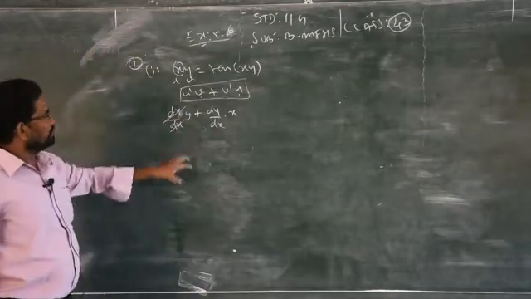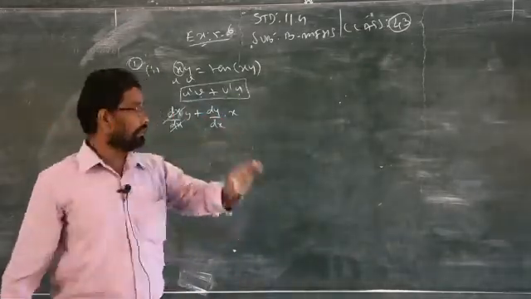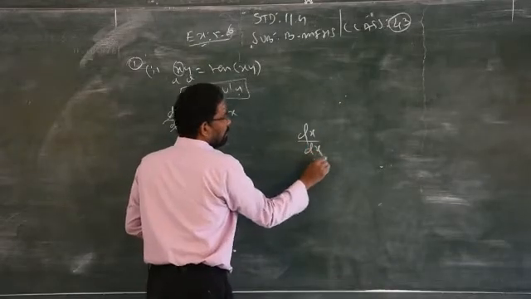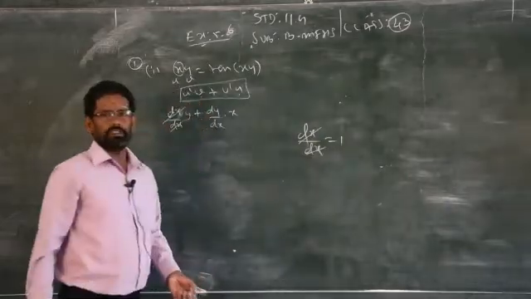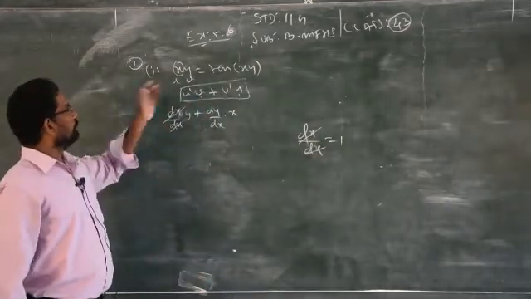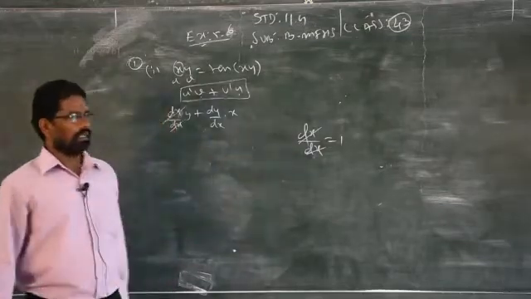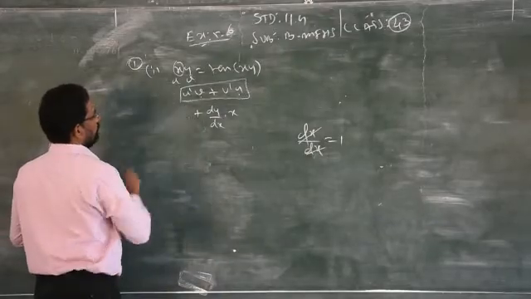Normally the teachers will say that differentiation of x is 1. That is not the actual method. When you differentiate x with respect to the same variable, dx by dx, you will get cancel, you will get 1. So don't think that the differentiation of x is always 1. It is not like that. This is the exact process, but we used to say the differentiation of x is 1.